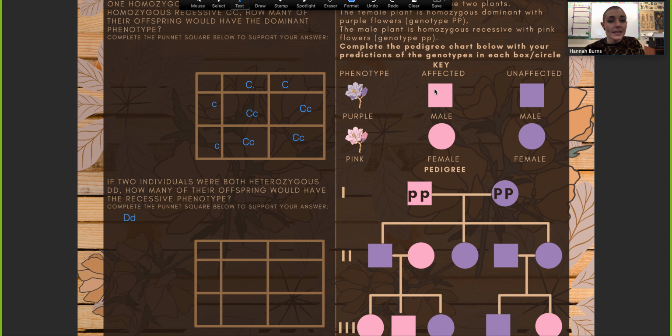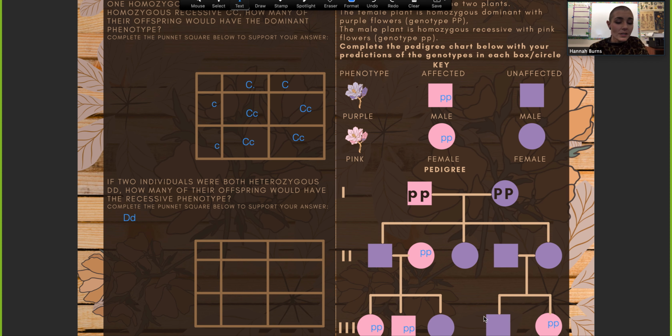So then here, when we take that to our pedigree chart, remember, recessive phenotypes are amazing when it comes to completing a pedigree chart, because that tells us for sure the phenotype and the genotype of those individuals. So if I say that the affected trait is to have pink flowers and the unaffected is to have purple flowers, then I can go right away and say anything that's pink is going to have two lowercase p's because they're recessive, which means they have two recessive alleles. And so I can fill all of those in just based off of the color of the square.